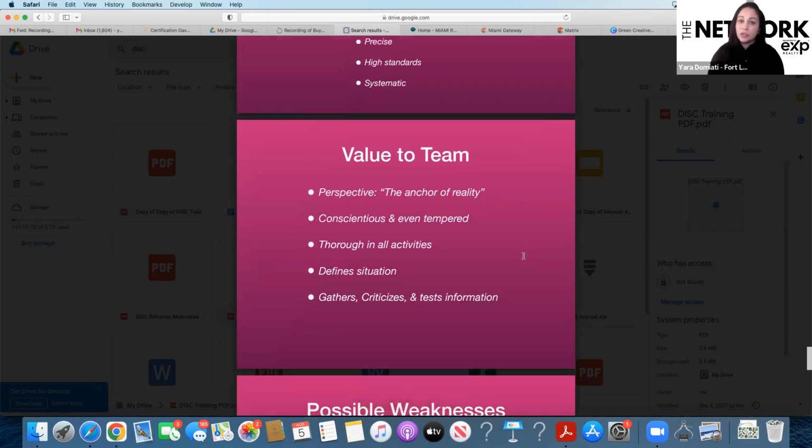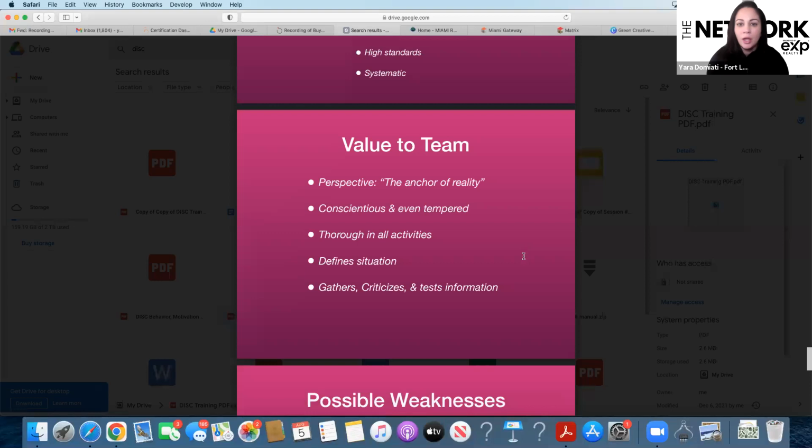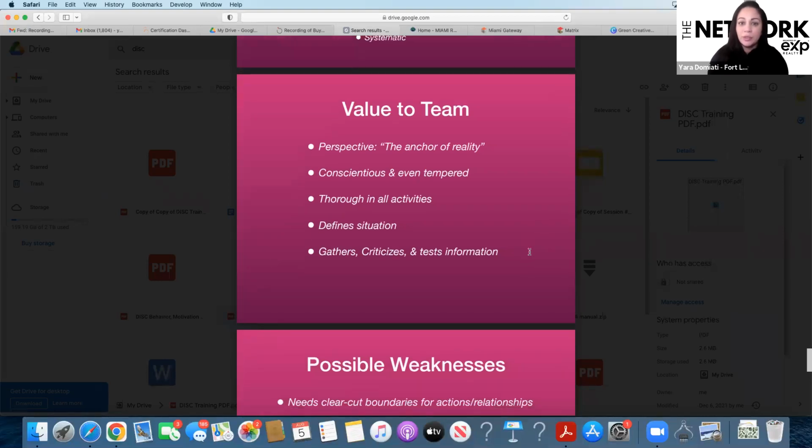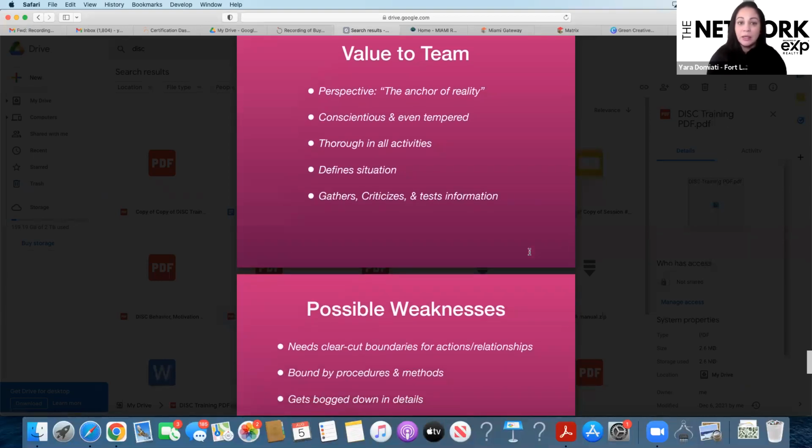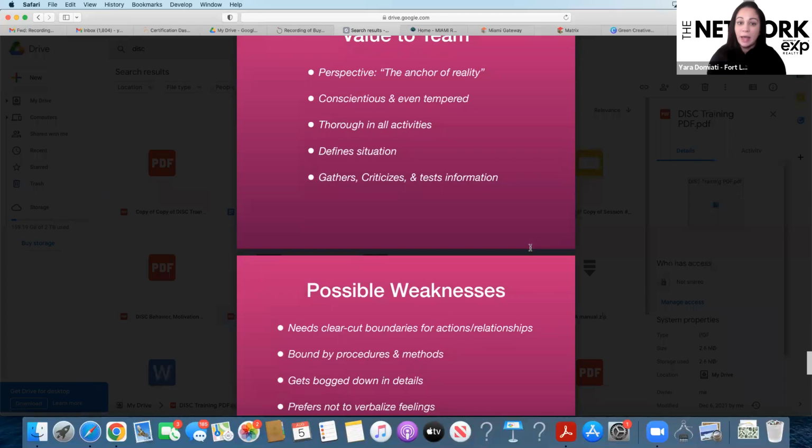So this is another trait that you are going to look for when it comes to an admin: somebody that is high on the S scale, but also high on the C scale, because they've got that brain that's wired to build out your systems for you. The value to team: their perspective, their anchor of reality, conscientious and even-tempered. They're thorough in all their activities. They define situations. They gather, criticize, and test information. So they love that. They love to slow down and do all of that.